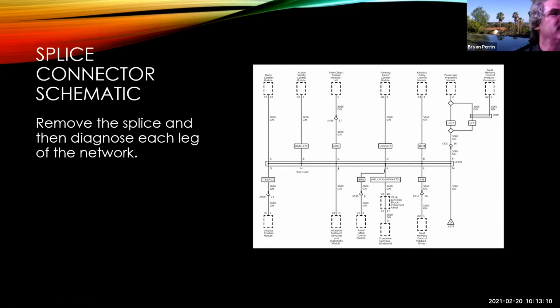So here's a splice connector schematic. This is the same thing except for an actual schematic. We would remove the splice and then diagnose each leg of the network. Or if it's a Toyota, which I'll show you on the next page, you can unplug each leg. Same concept. This allows me to isolate all the modules that are connected to the splice at one time and then test those network legs individually.